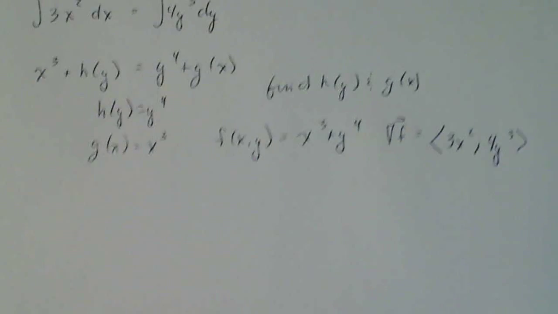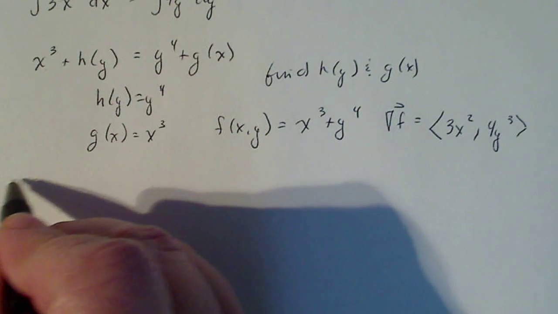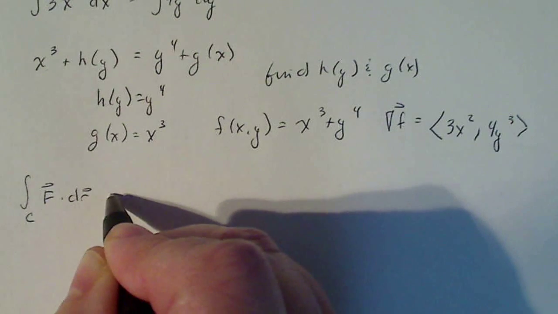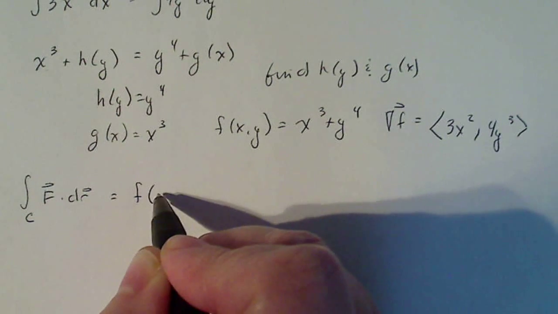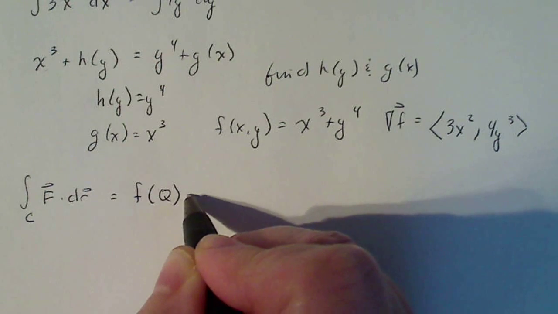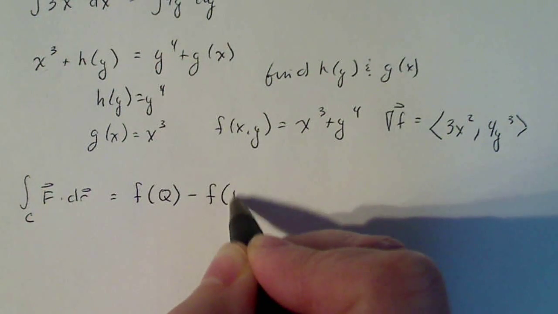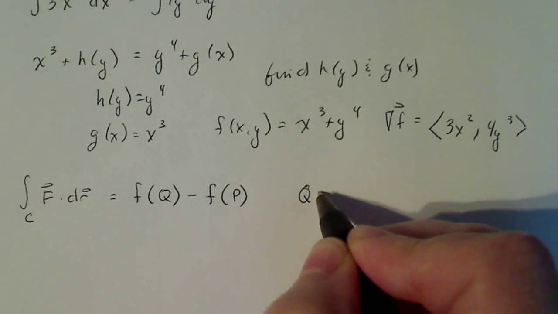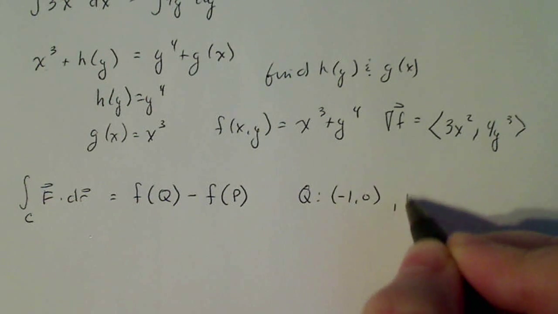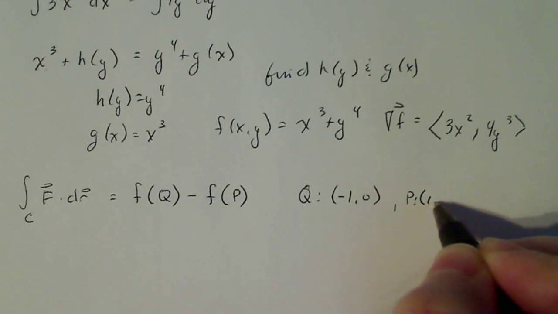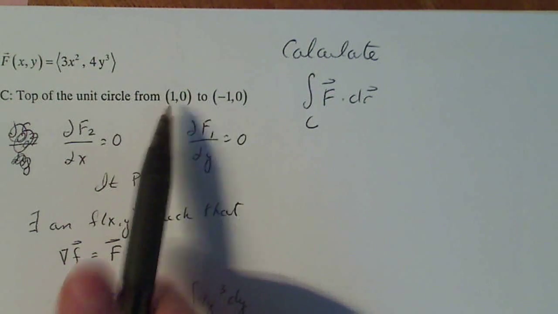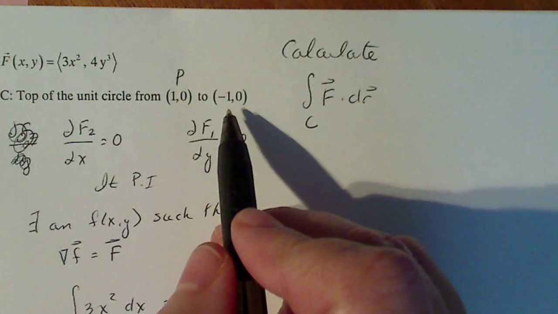Now, the fundamental theorem of line integrals says that if I want to find the line integral of f dot dr over c, all that is my potential function evaluated at the point I end up at, minus my potential function evaluated at the original point that I started with. Now, in my problem, the point I end at is -1, 0, and the point I start at is 1, 0. So let's read that. It says top of the unit circle from 1, 0, so that's P, to minus 1, 0, and that's Q. That's exactly what I have down here.